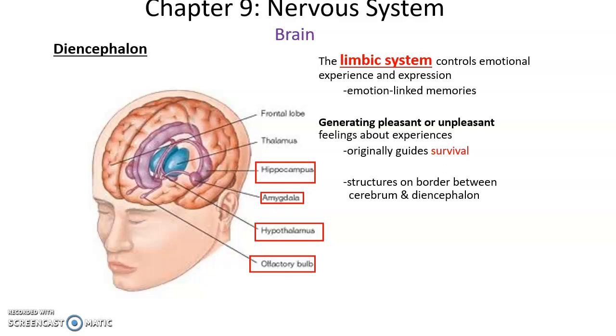Say a slug is going in one direction and getting closer to things that are food-like, it will get a pleasant sensation, so it'll keep going that way. But if it's going in a different direction where it's getting the sensation of salt that's hurting it, then it experiences something unpleasant and turns around and goes away. So that's where we think emotions originally came from. And again, the structures that support the limbic system are in the border between the cerebrum and the diencephalon.